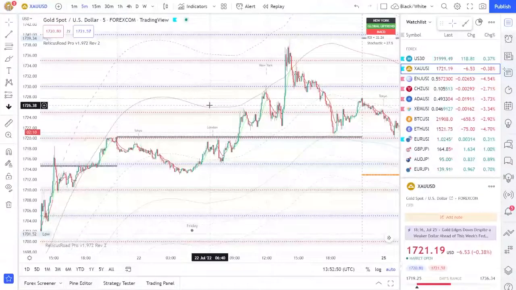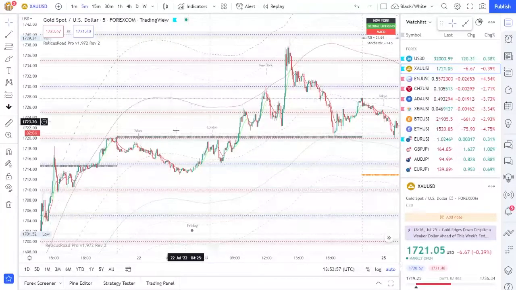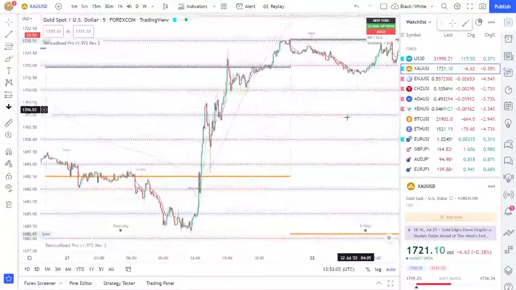Hi guys, so this is a tutorial today for the new update, and we have included some new features. One of the features is the previous day high and lows. So for example, let's see Thursday.